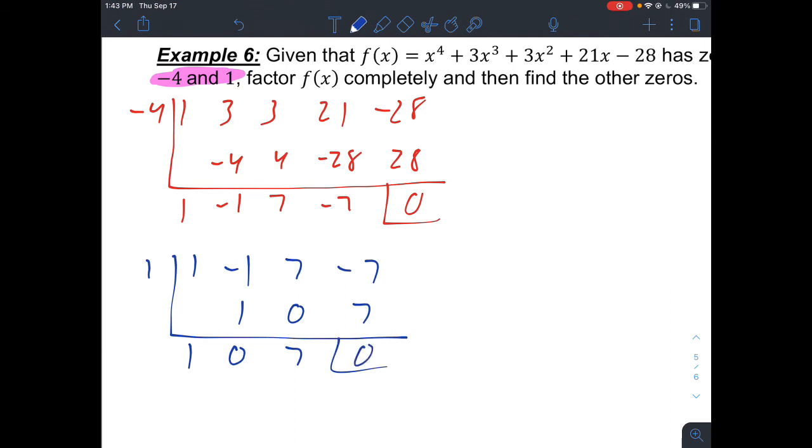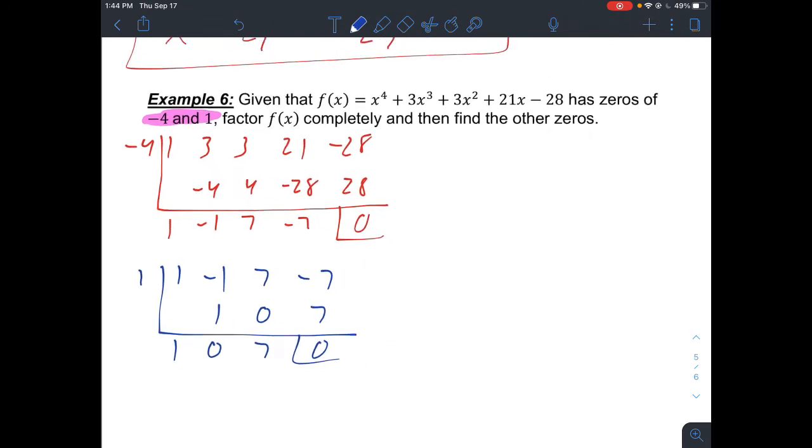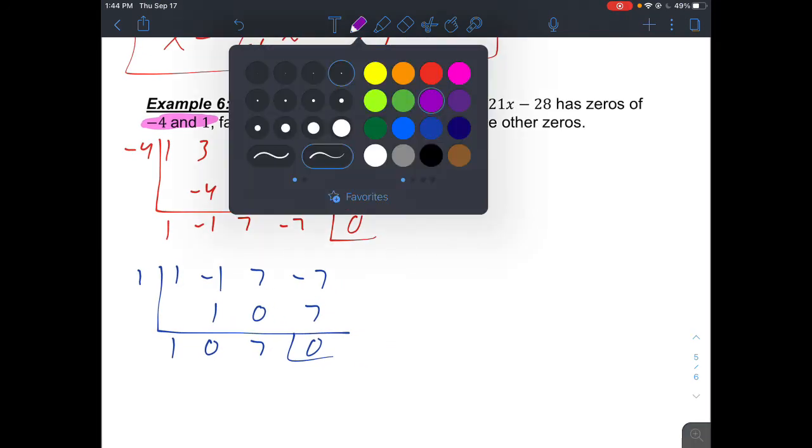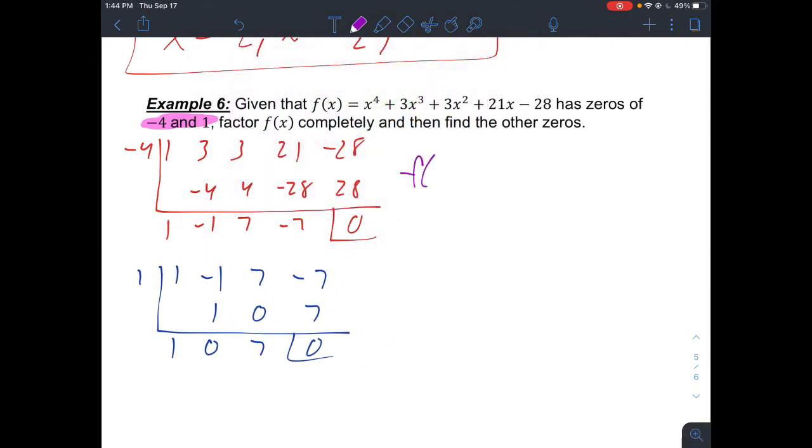Okay, but that's a good thing that I screwed myself up there because I knew the answer was supposed to be 0, and that's why I had to double check myself. So if you ever get into this situation where you have given zeros, make sure that you get 0 for your remainder. Okay, so now I need to factor f of x completely.